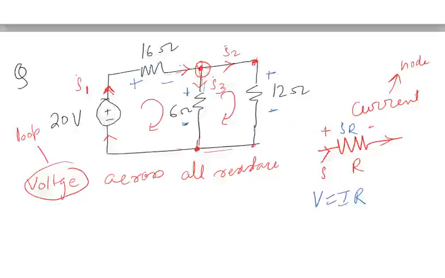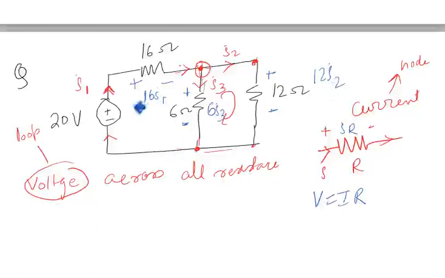So always remember, this is 16 ohm and the current coming inside is I1. So what is the voltage across this? That is 16 I1. Similarly, this is a 6 ohm resistance. What is the current flowing? That is I3. So that is 6 I3. This is 12 ohm. What is the current flowing? That is I2. So 12 I2. So these are the voltages.